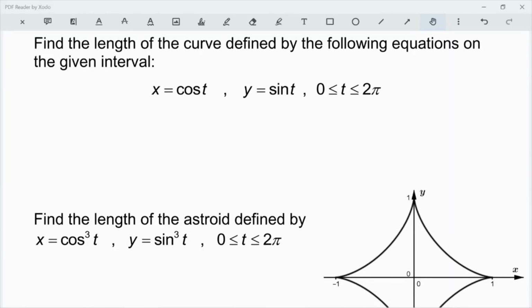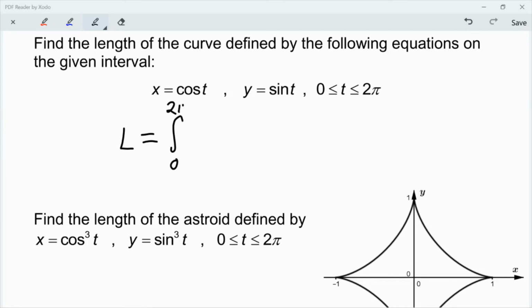Okay, so let's look at a couple of quick examples. Find the length of the curve defined by the following equations on the given interval. X is cosine t, y is sine t. That's a circle on the interval 0 to 2 pi. If I wanted to find the length of the curve, that's a circle with a radius of 1. I should end up with 2 pi because I know the circumference is 2 pi r. But let's look at this from an arc length perspective. We would do the integral from 0 to 2 pi of the square root of, dx/dt is negative sine, we'd square that, dy/dt is cosine.